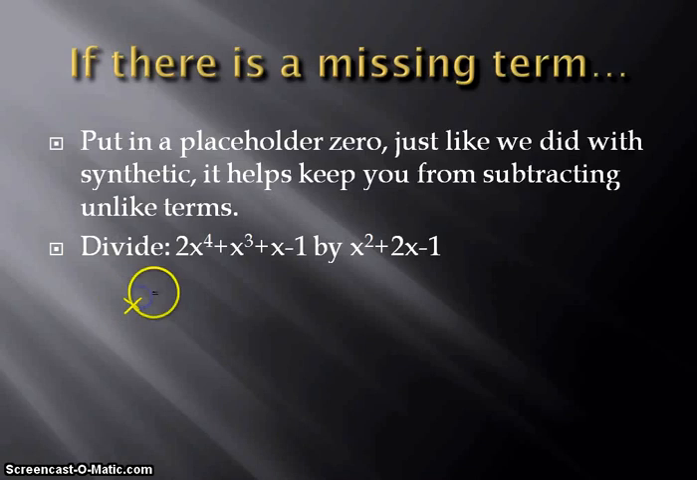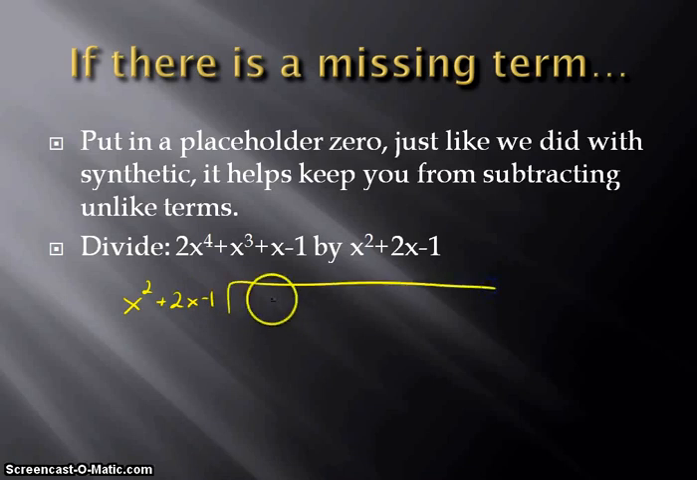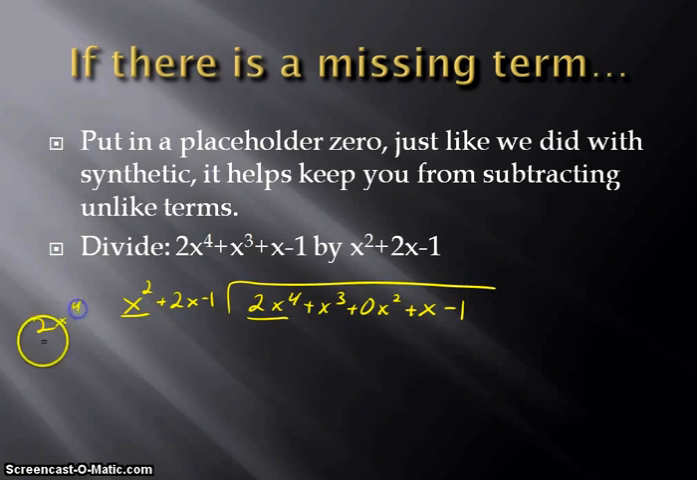So we're just putting our whole x squared plus 2x minus 1 on the outside. And then we have 2x to the fourth plus x cubed plus 0x squared plus x minus 1 on the inside. Notice how it is a little bit long, but we'll get through it. So just like the other one, we're looking at our first terms. 2x to the fourth divided by x squared gets us 2x squared. So I'm going to put that above my placeholder x squared. So we've got positive 2x squared.